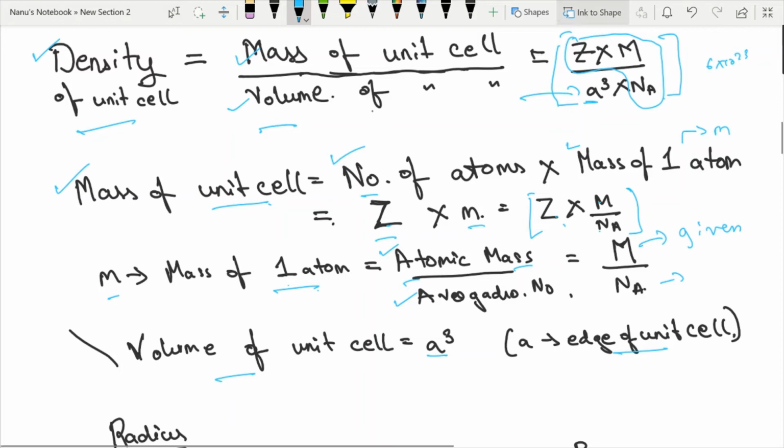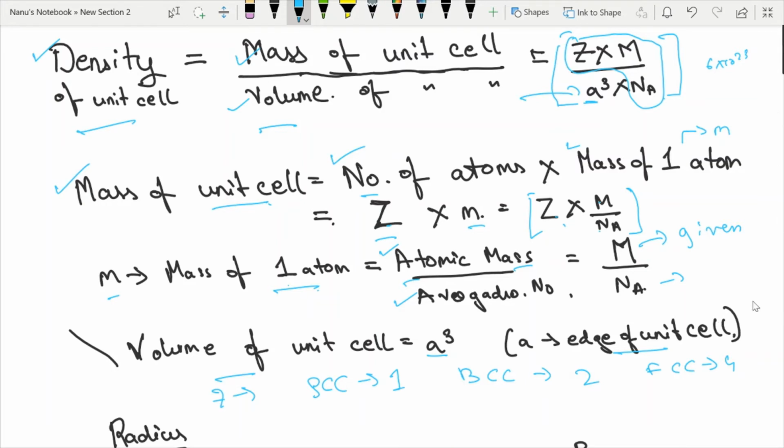Okay, so this Z will change depending on whether it's SCC, BCC or FCC. So for SCC, Z will be 1, for BCC your Z will be 2, and for FCC your Z will be 4. The value of Z, the number of atoms, which we just saw right now in that table. That's why the table was very important.